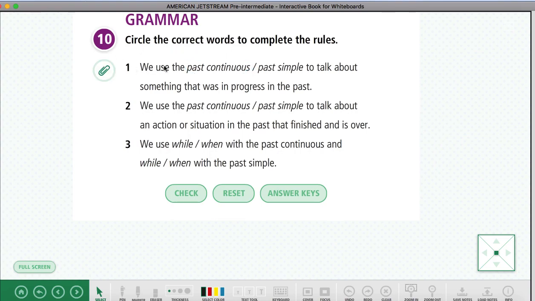For example, number 1, we use the past continuous or the simple past to talk about something that was in progress. Do you remember in progress? Yes, it is past continuous. Now, we use the continuous or simple to talk about an action or situation in the past that finished and is over. It finished already. It is the past simple. And finally, we use while with the past continuous and when with the past simple. Okay? Those sentences have important information, so please check them. Those are really useful to follow the rules.